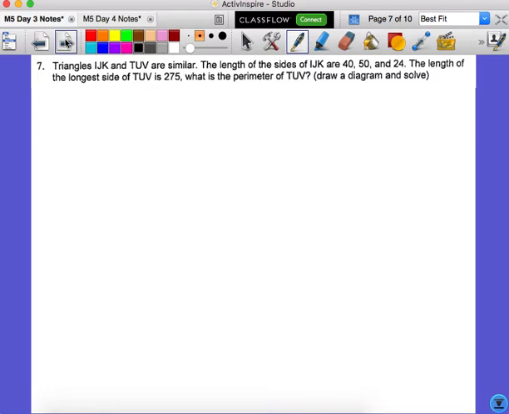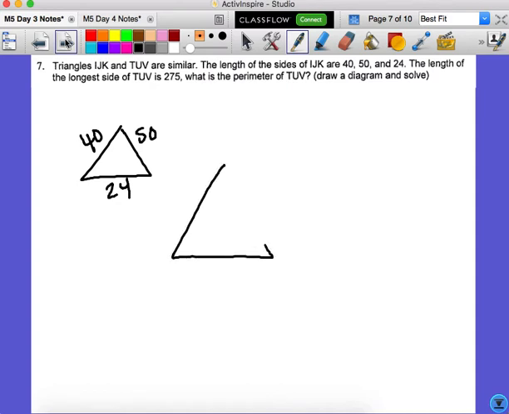Then we have two triangles that are similar. I would recommend that you try this one on your own and come back to check as well. So the lengths of the first one are 40, 50, and 24. Again, this picture is just for me, so it's okay if it's not to scale. The longer triangle has 275 as its longest side, so my longest side here is 50, so 275 needs to go here. And it wants to know what is the perimeter of this larger triangle. So I'm looking for the perimeter.